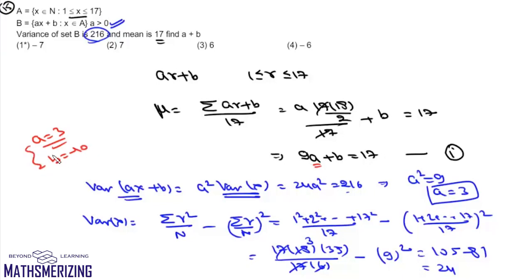Now we need to find the value of A plus B. The value of A plus B is simply minus 7, and that's your option number 1.